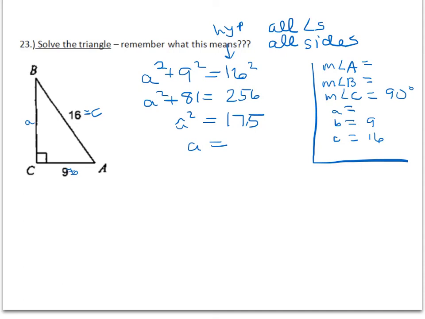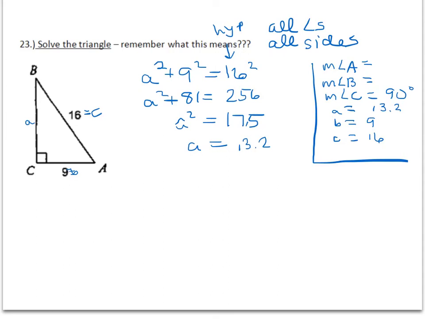And then rounding to the tenths, we get 13.2, the decimal approximation for that side. The exact answer for that side would be square root of 175, but the instructions on the side just say round to the tenth, so you're giving decimal approximations.